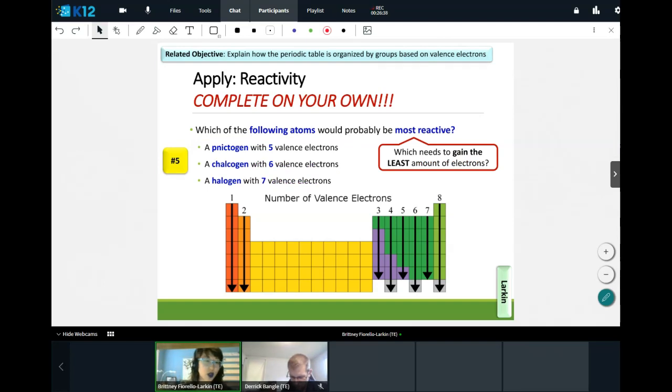This time we want to know which of the following atoms would be most reactive. Again, it doesn't matter if they're losing or gaining. In this case, they're all going to gain electrons, but you need to think about which one's going to gain the least amount of electrons to get to a total of 8. So to get to a total of 8, our octet, think about which of these needs to gain the least: a pnictogen with 5 valence electrons, a chalcogen with 6, or a halogen with 7.